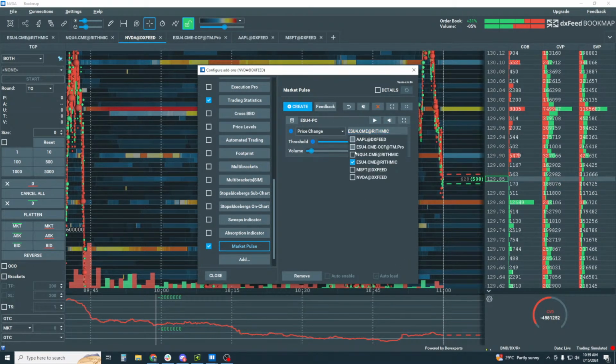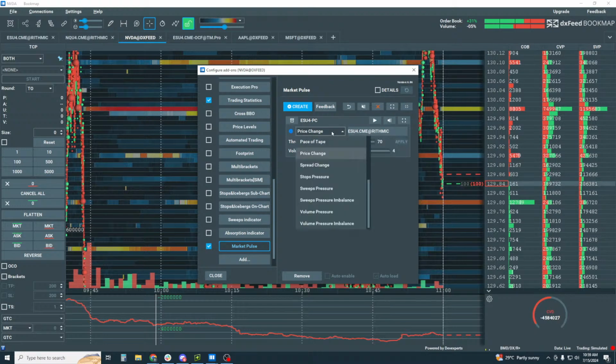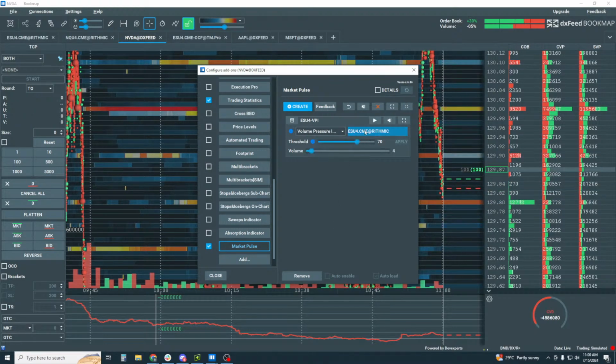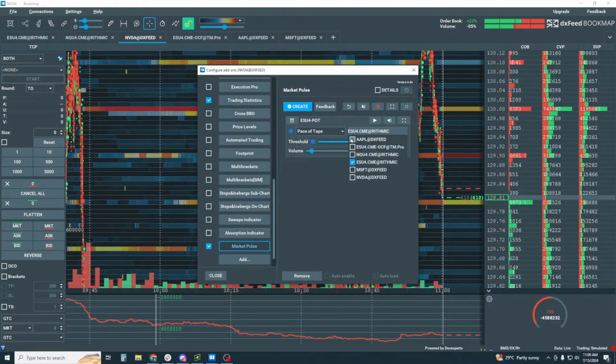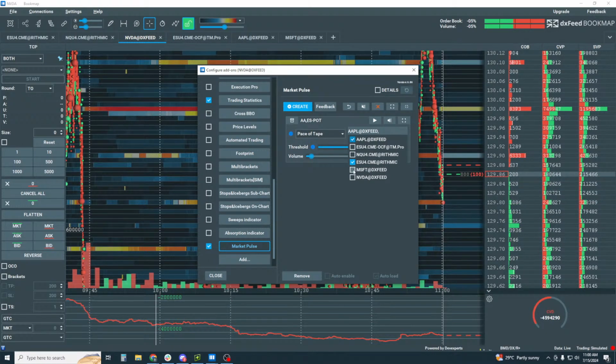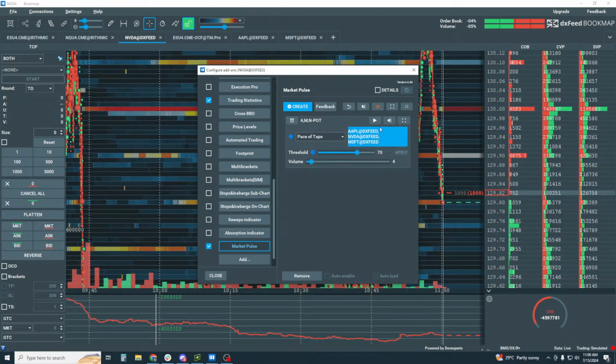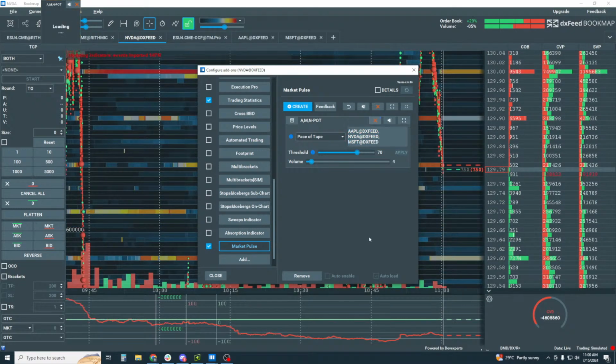Okay, now I have my stocks, right? Actually, we'll keep it simple here. We'll just look at volume, pressure, and balance right now, and we're going to look for pace of tape. I really like that one. Pace of tape for Apple, Microsoft, NVIDIA, and we're going to deselect the ES. Okay, and we're gonna click play.